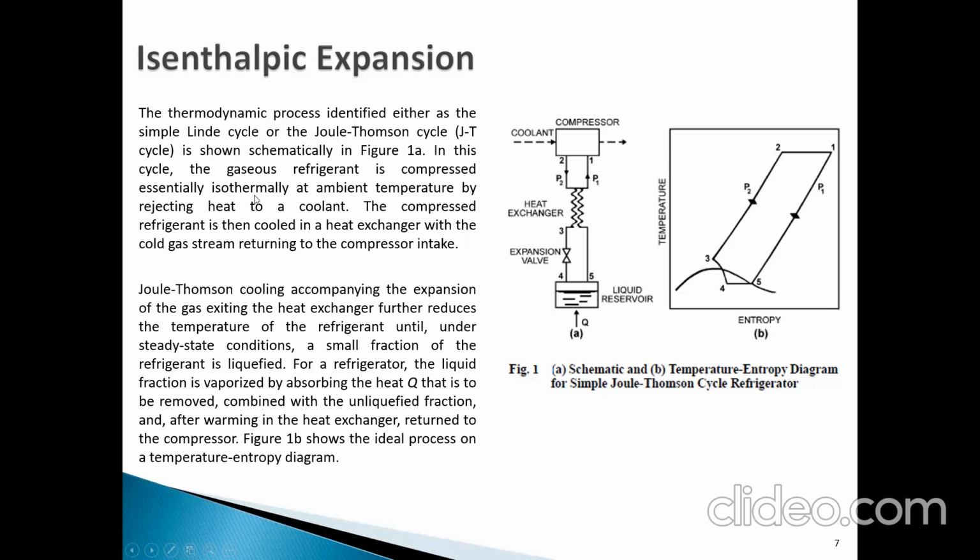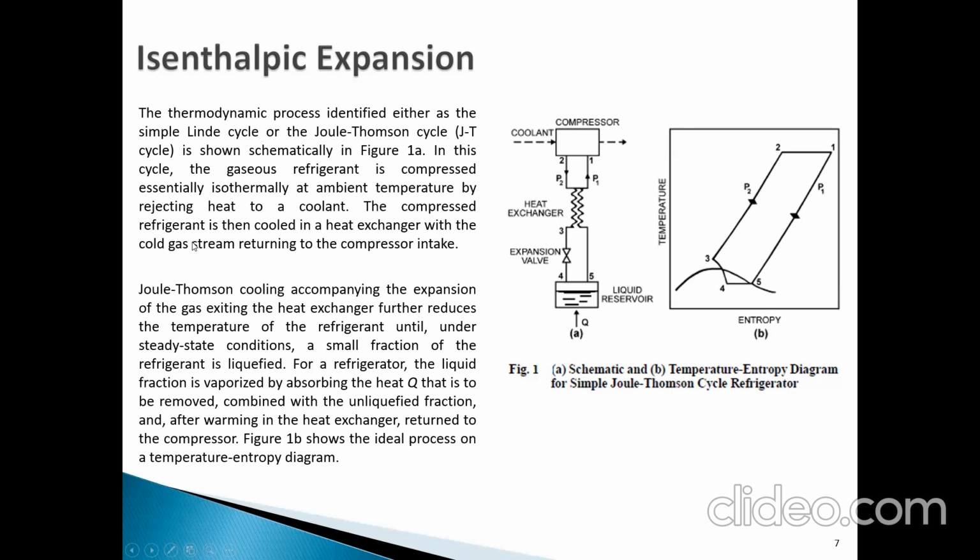In this cycle, the gaseous refrigerant is compressed isothermally. This is your refrigerant, compressed isothermally at ambient by rejecting heat to the coolant. So this is the coolant, any coolant, water. This is the compressor system, with the coolant, one package. 1 to 2.